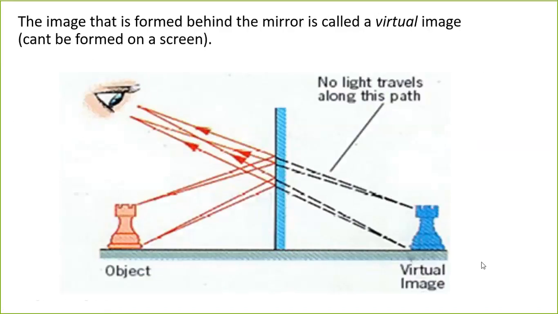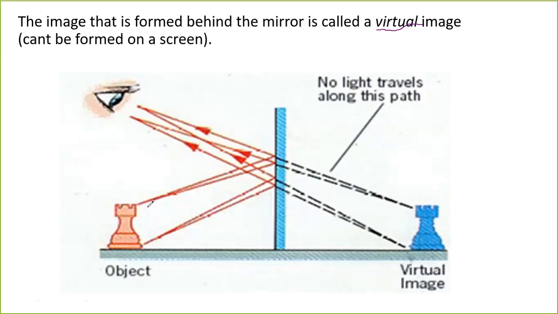So what happens is, when you look at your reflection in the mirror, it seems as if there's another, for lack of a better word, an object that is on the other side of the mirror. We call those types of images that are formed by plane mirrors virtual images because they're not cast on a screen. Okay?